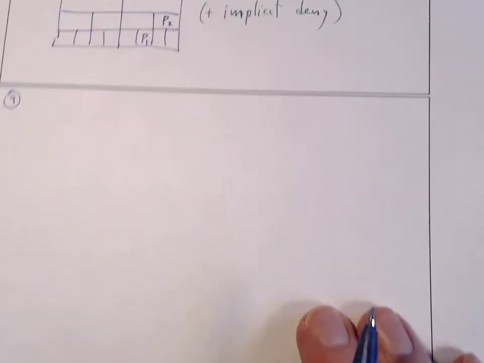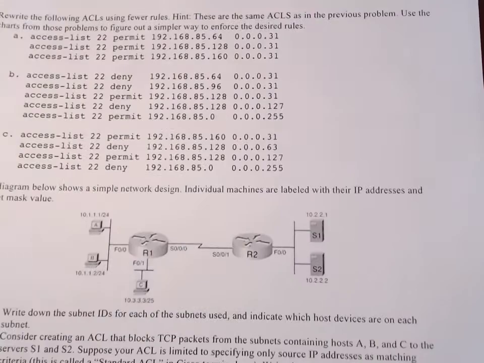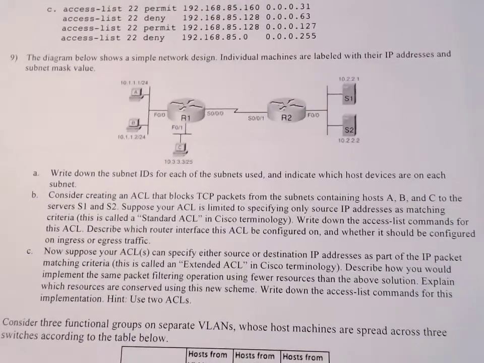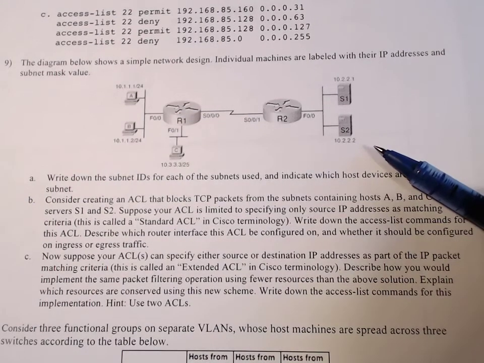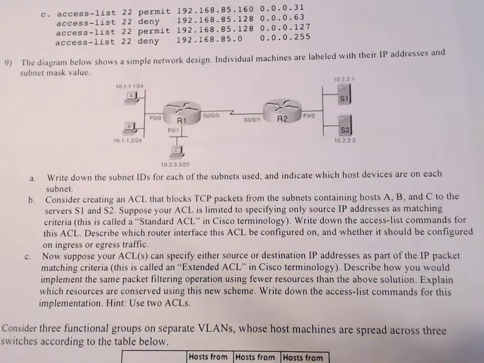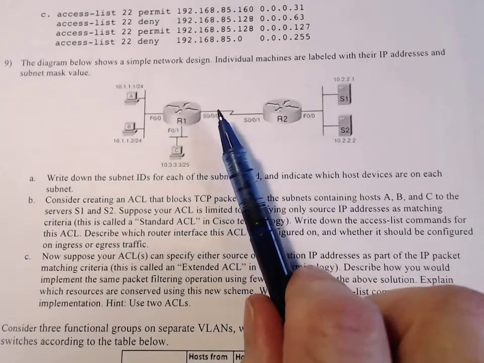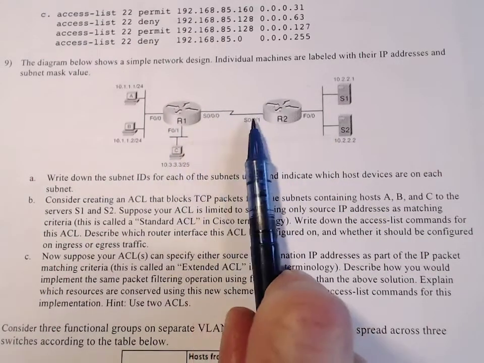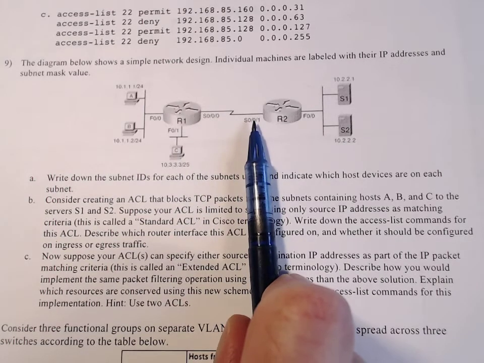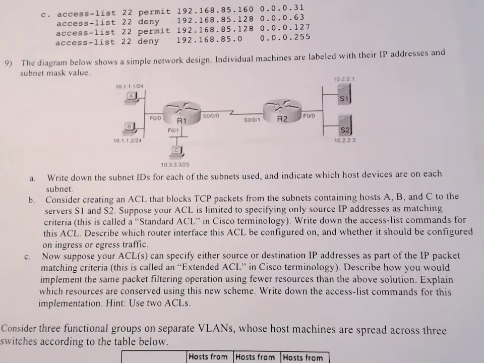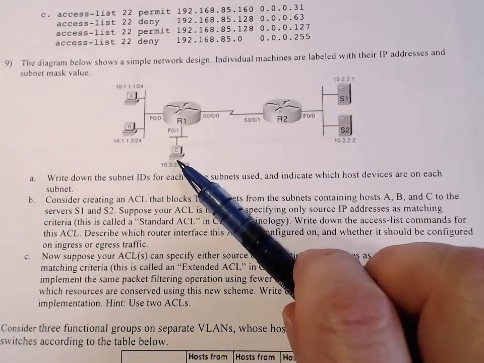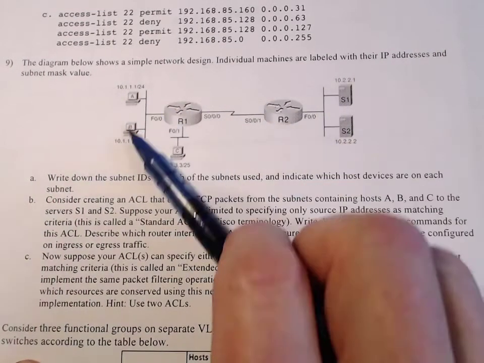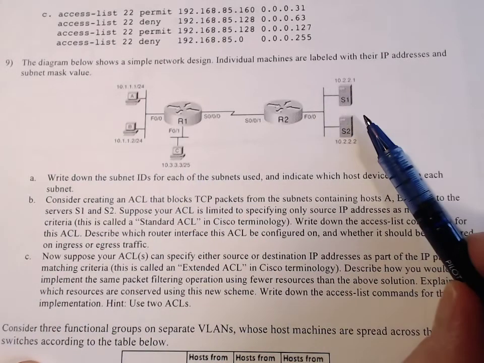Okay, I'm here in this video going to do problem number 9 off of the midterm review. This one shows a diagram of two routers with 3 local area networks off of them, and then connected by a wide area network link. It says that individual machines are labeled with their IP addresses and subnet mask values. So these are individual IP addresses, and these are host machines A, B, and C, and servers S1 and S2.